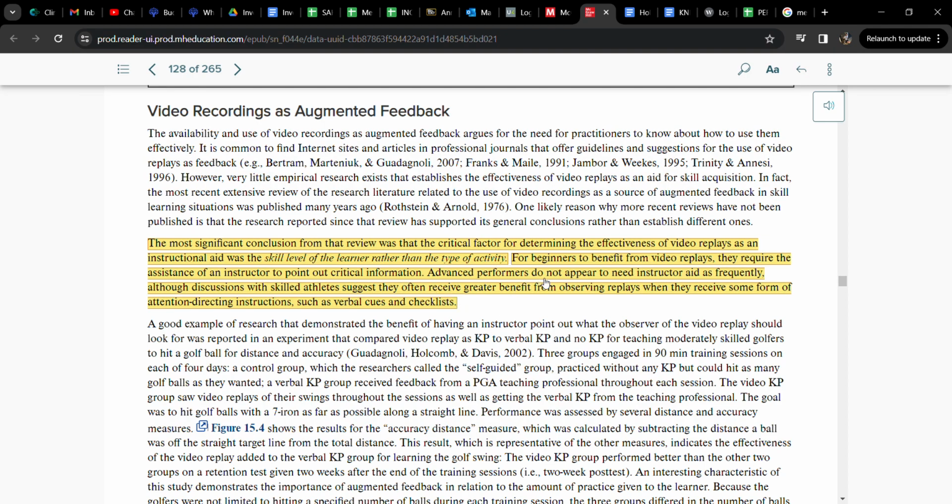So for beginners to benefit from video, they require the assistance of an instructor to point out critical information. When you're more advanced, you don't need the instructor to help you as frequently, but discussions can be very helpful, right? If you're really good at a sport, you just look at the video and say, oh man, I messed up there. I need to see more information, I need to see a better play in that certain scenario, versus a beginner who doesn't really know what mistakes they're looking for. So that's the biggest thing when we're looking at video recordings as augmented feedback.